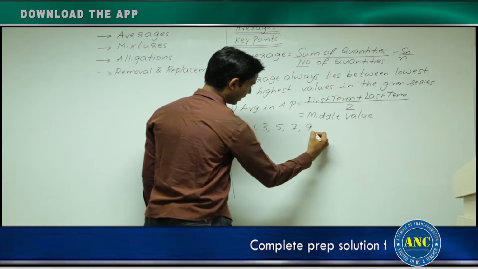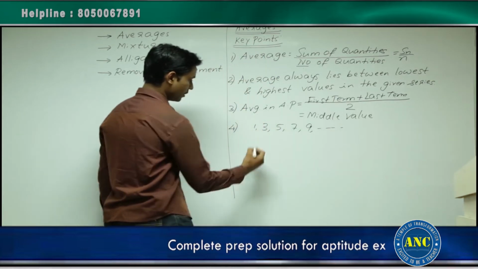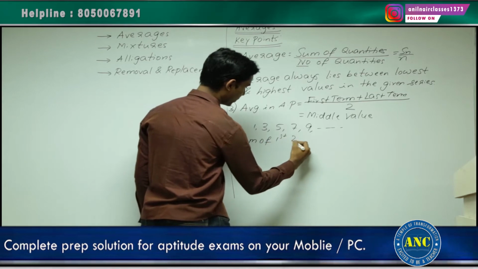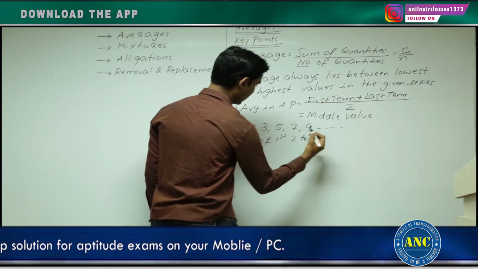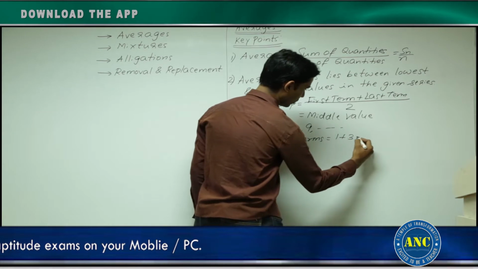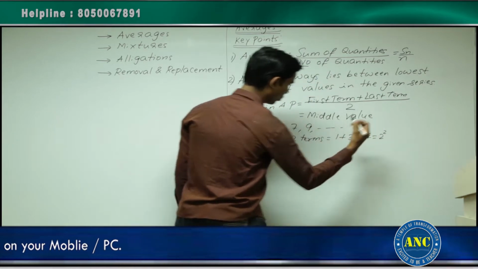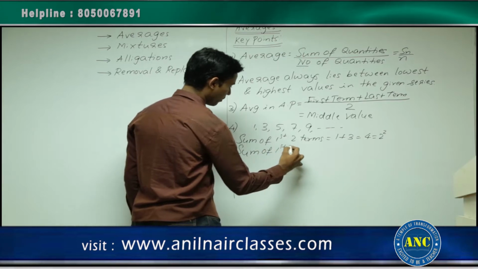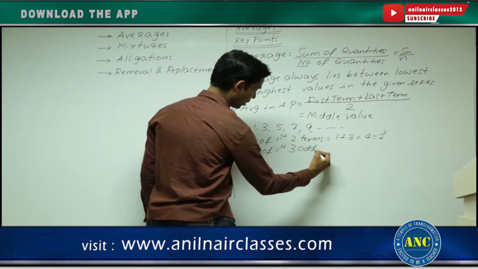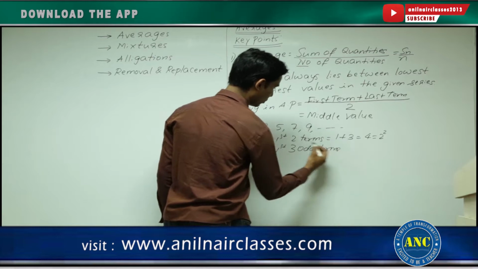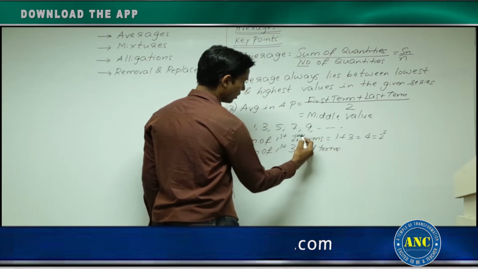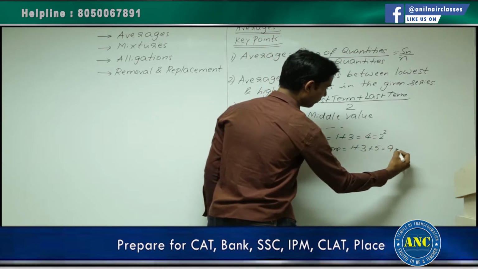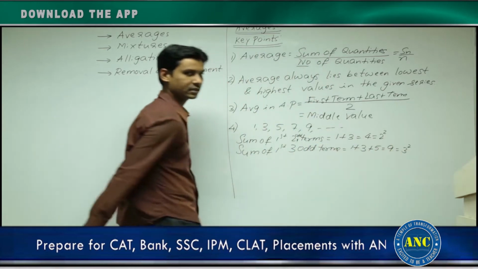1, 3, 5, 7, 9, etc. Sum of first two terms is 1 plus 3 is equal to 4. This can be written as 2 square. Similarly, sum of first 3 odd terms. These are all odd terms what I have written. Sum of first 3 odd terms is 1 plus 3 plus 5, which is 9. 9 can be written as 3 square.